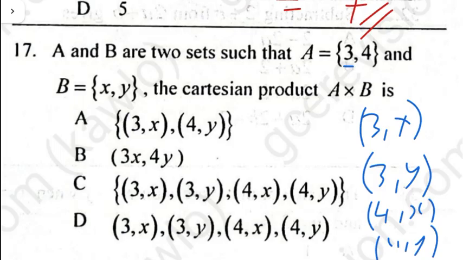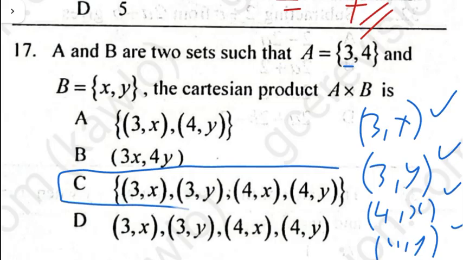We now make a set of all of these elements. This 1, 2, 3, and 4. Make a set of all of these. So the correct answer here is C. So it represents that in the form of a set. A set of what? A set of ordered pairs, because they say Cartesian product of A times B, or AB. So A comes first.